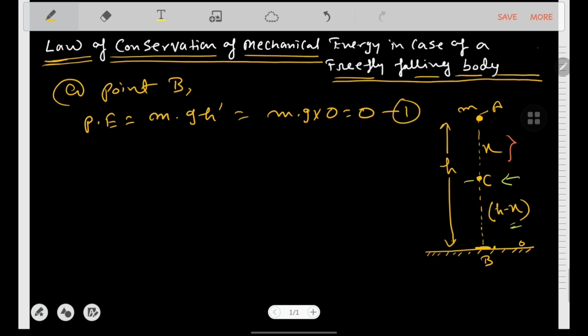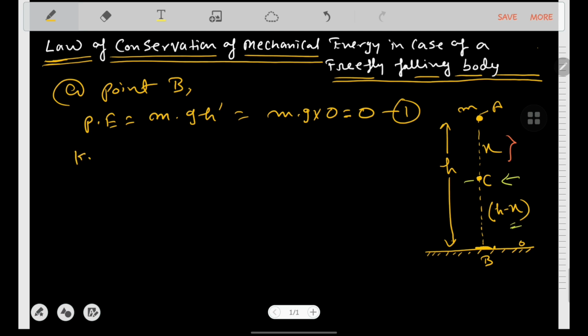This is the first equation for us. I hope you get that. So how do we get that? When the object is coming towards the ground and touching down on the surface, that is point B. It means the remaining distance between the object and the surface is 0 now. That is why the height will be 0 here, and the potential energy, when we multiply by 0, everything becomes 0. So that's why the potential energy at point B is 0.